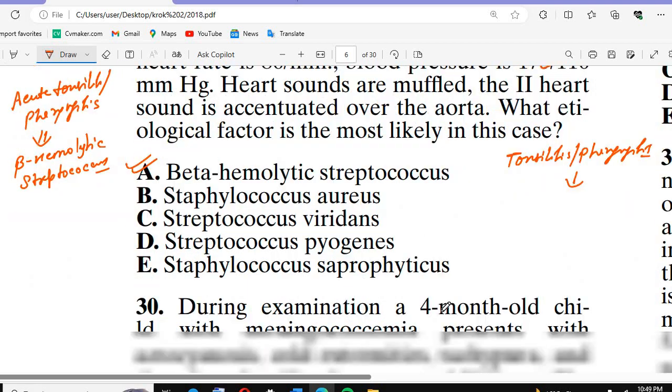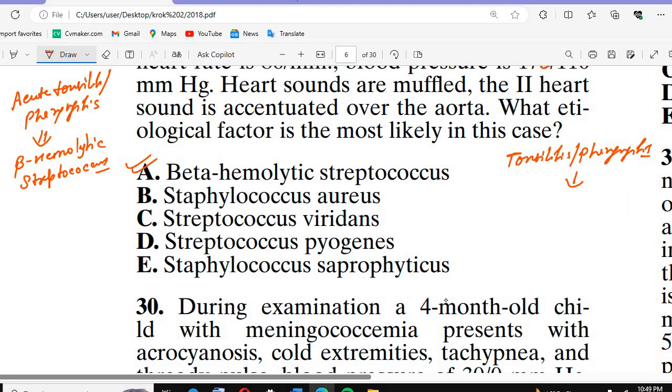I will post the video of the rheumatic heart disease also, so that you will be able to learn again, revise again. Tonsillitis or pharyngitis. If you are not able to treat, after some weeks, what do they cause? They cause molecular mimicry. In which protein do they mimic? The M protein. They mimic the M proteins.